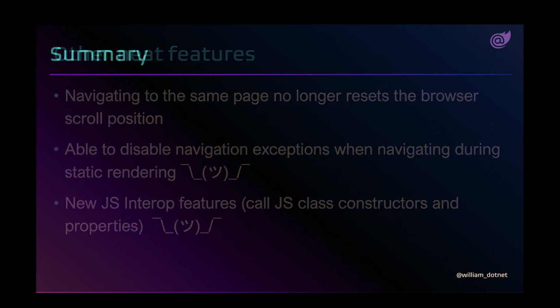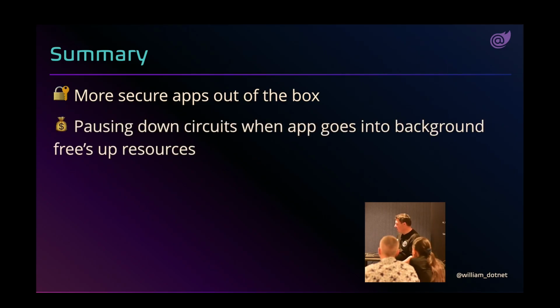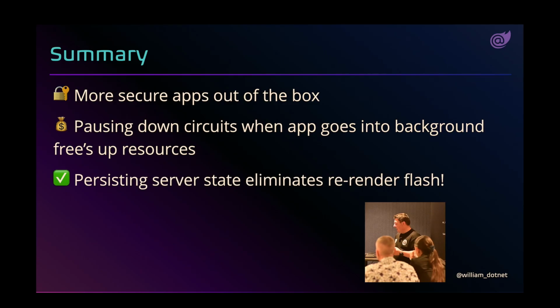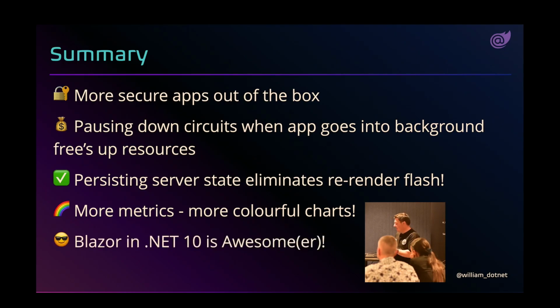Then, in summary, we can write more secure apps with Blazor, much easier than before. We can be a bit more economical and relinquish the resources that we don't need anymore. Great to persist our state, so we eliminate that old re-render flash that used to happen. I think, Lachlan, you're very well aware of that problem. And then more metrics, so we can inspect our app and see what's happening. It's quite useful to debug and make sure you're shipping quality products. And Blazor 10 is just more awesomer than it ever was before.